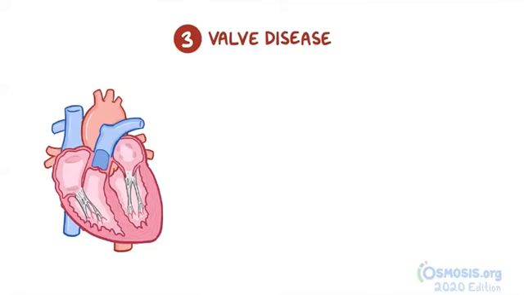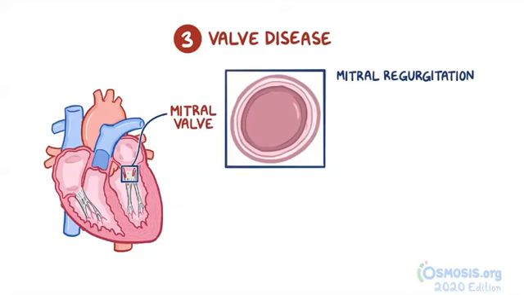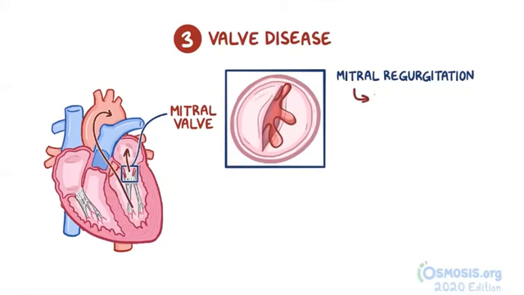On the flip side, there's mitral regurgitation, which is when the mitral valve, which is between the left atrium and the left ventricle, doesn't close all the way. So during ejection, blood leaks back into the left atrium. This decreases the stress on the left ventricular wall, therefore decreasing afterload.